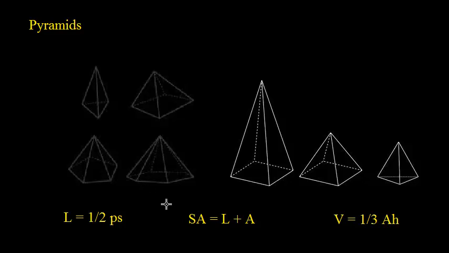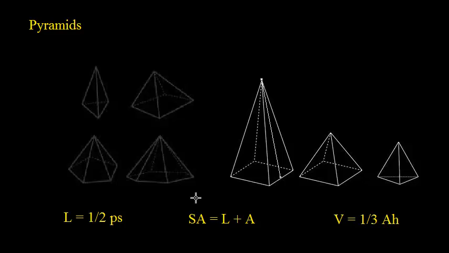Our formulas will be relatively similar to our right prisms. Here our lateral surface area is 1/2 the perimeter times the slant height. S here is the slant height. Slant height is the distance from the top point down along one of the lateral sides to the base. So that is our slant height. So that distance times the perimeter of the base times 1/2 gives us our lateral surface area.